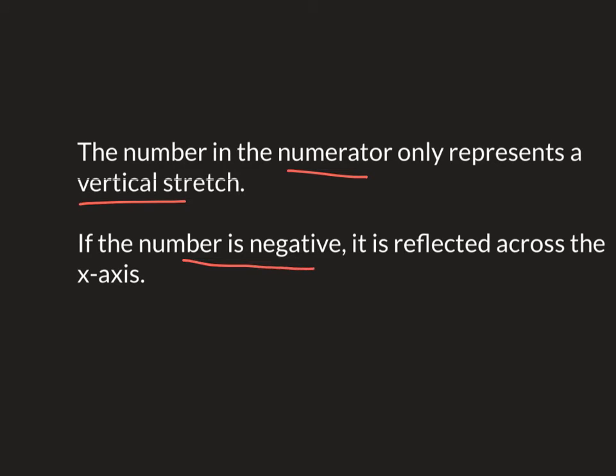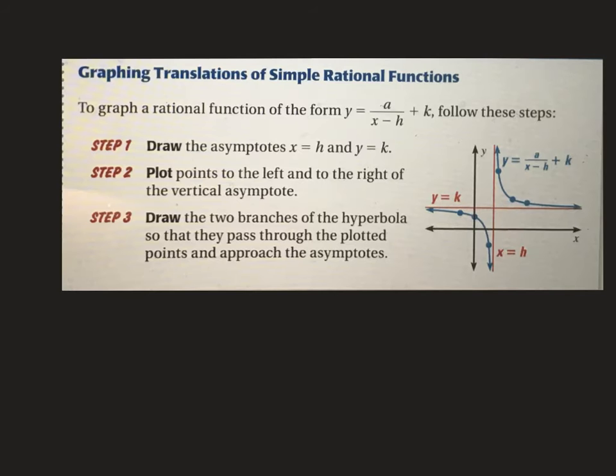If the number is negative in your numerator, it's reflected across the x-axis. That should not be a surprise to you either. So instead of the curves being in the first quadrant and the third quadrant, they're going to be in the second quadrant and the fourth quadrant. They get reflected across the x-axis.